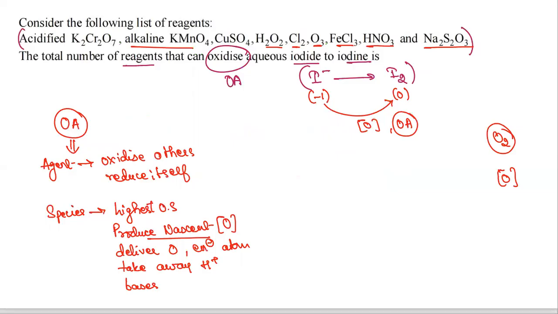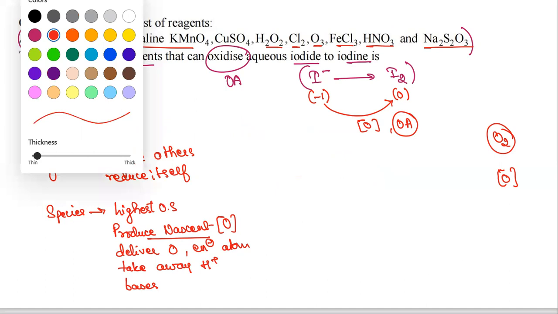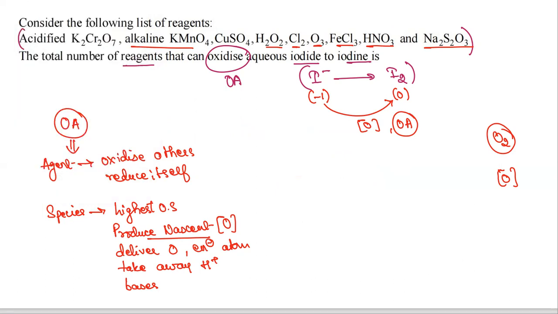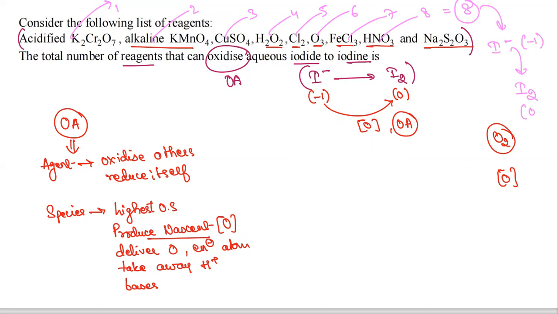So how many reagents do I have that can carry out the conversion of iodide to iodine? Let's count all of them. This is 1, 2, 3, 4, 5, 6, 7, and 8. So I have a total of 8 reagents that may carry out the conversion of iodide to iodine, that means from the minus 1 oxidation state of iodide to the 0 oxidation state of the iodine molecule.